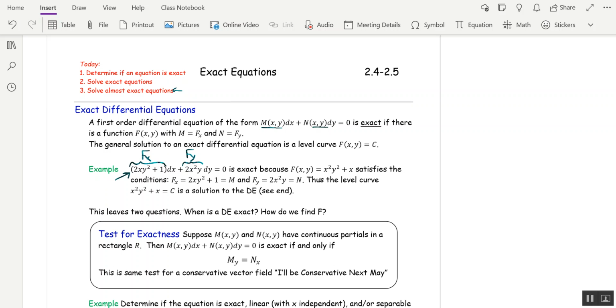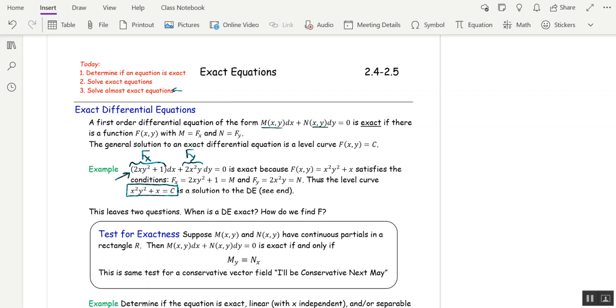And I go through the particulars of that at the end of the lecture notes if you want to see that. But this is the format of your solution. So this brings up two questions. One, how do we know when a differential equation is exact without actually having to find a big F? And two, if we want to find big F, how do we find it?